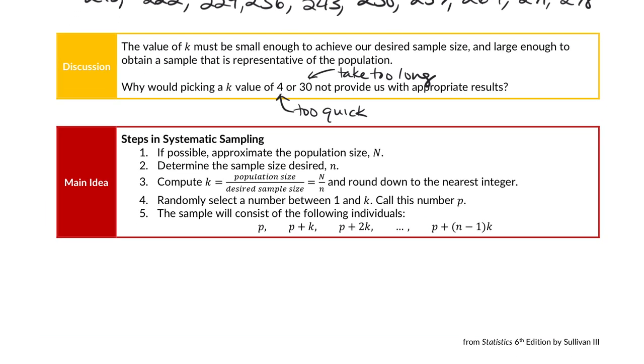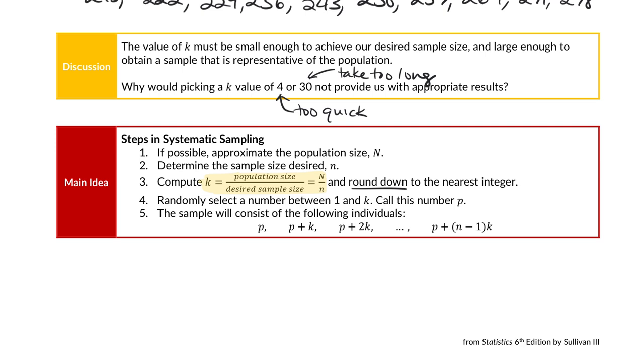So here are some steps to create a systematic sample. If possible, approximate the population size. We don't have to know the full population, so that's why it's an approximation. Determine the sample size, so how many surveys you actually want. And then you're going to compute the value K. There is actually a formula for this. You're going to take the population size and divide it by your sample size. If you get a decimal, which you probably will, you're going to round down, not round up, to the nearest integer. Then randomly select a number between 1 and K and call this number P, the number that we're starting with. The sample consists of the following individuals: 5, and then 5 plus 7, and then 5 plus 14, on and on until you get the entire sample size that you want.